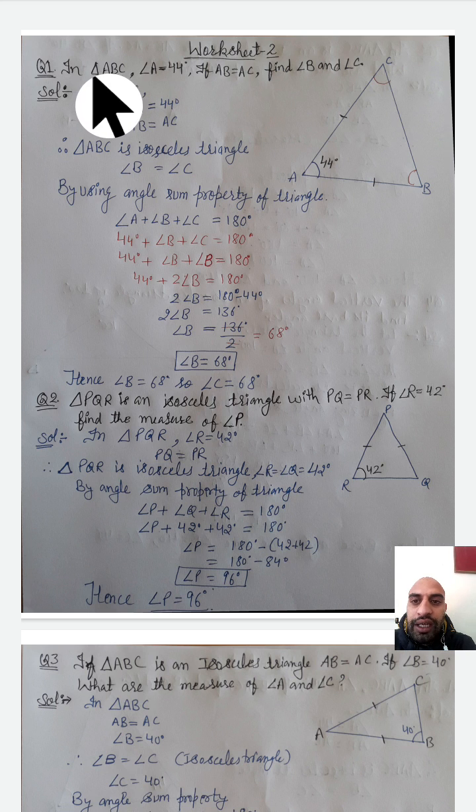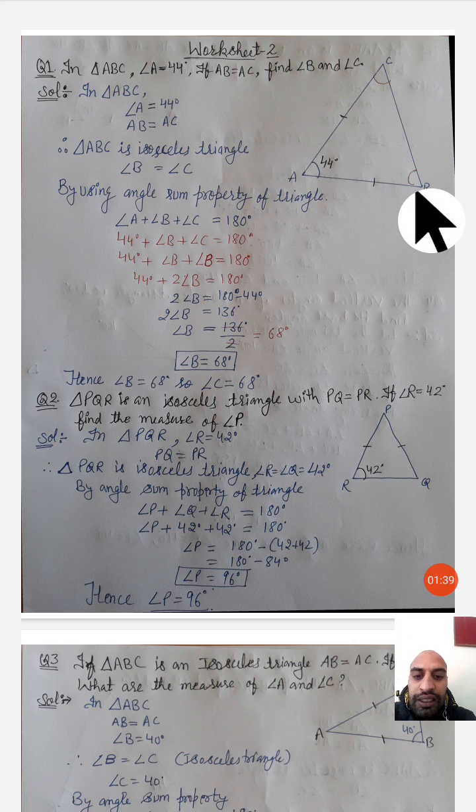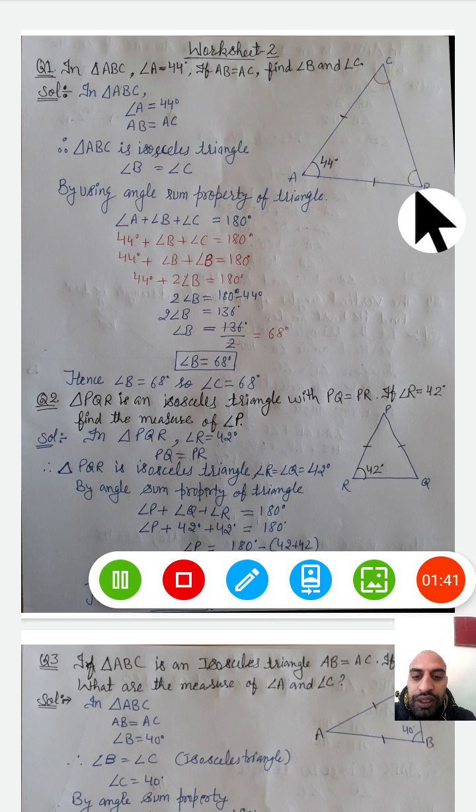It is in a triangle ABC. Angle A is 44 degree if AB is equals to BC. Find the angle B and C. So my dear student, this is very important line. AB is equals to BC. You can see here A to B is this line and A to C is this line. So these both are equal. If they are equal, then how I can correlate this? This is very important to understand.